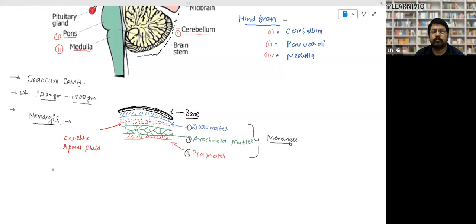Remember the name of this membrane. It is very, very important. Questions can be asked from this part.